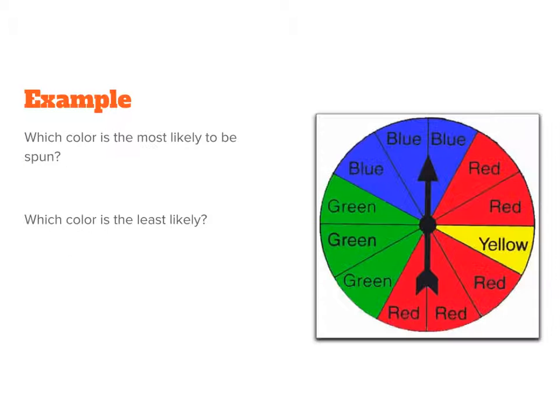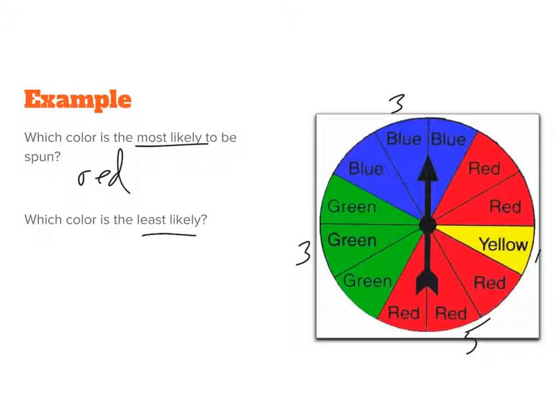Going back to a spinner, we've got blue spots, red spots, green spots, and yellow spots. So if we want to know which color is most likely to be spun, we want to know which one has the most pieces. Well, there's 3 blue, 3 green, there's 5 red, and 1 yellow. So we want to know the one that's got the most. That's going to be red. Red is most likely to be spun.